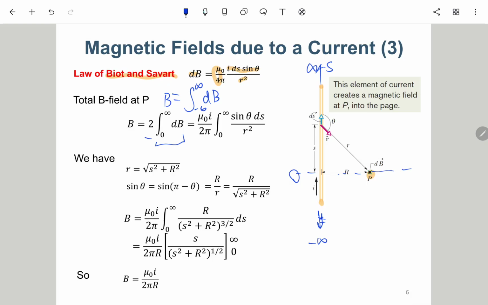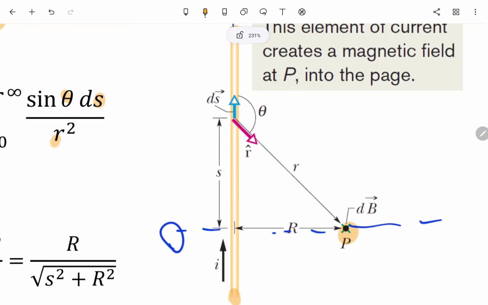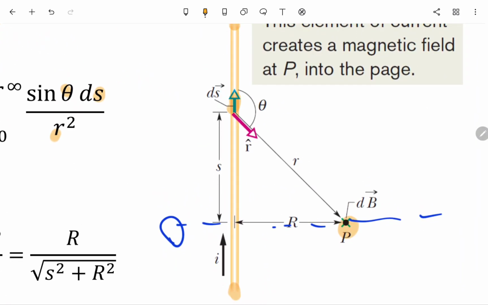At first glance, ds, s, theta, r look like they are not related, but actually they depend on each other. Let's take a look. This is the ds. This is the theta. And this is the r. This is s. We would like to integrate s from 0 to infinity, and then multiply the whole thing by 2.